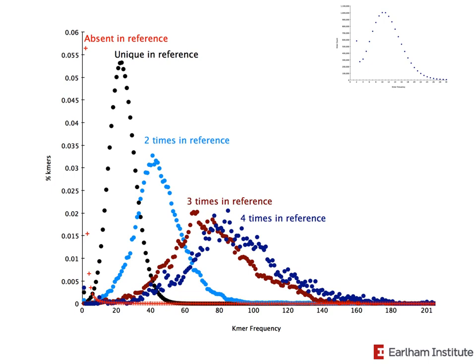You can see here the K-mers that are unique, 2 times, 3 times, 4 times. Also you can see the distribution of K-mers absent in the reference, which is mostly sequencing errors, and you can see they appear, obviously, very few times in the reads.